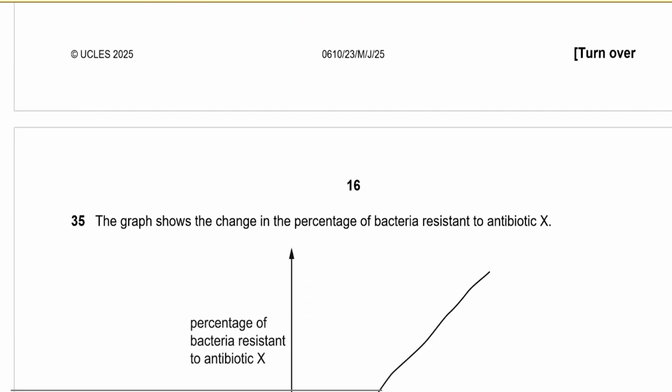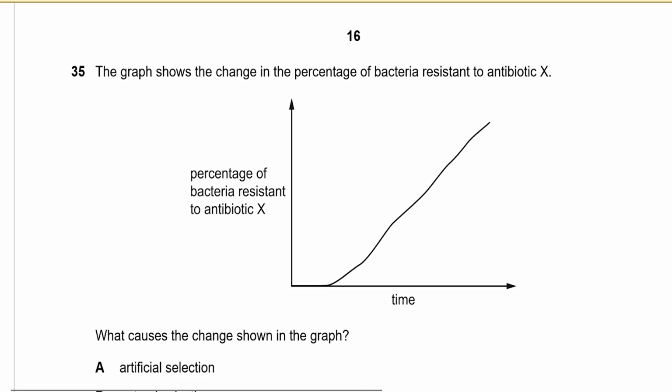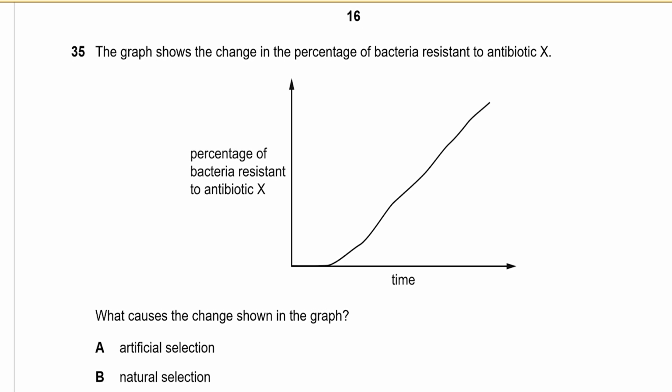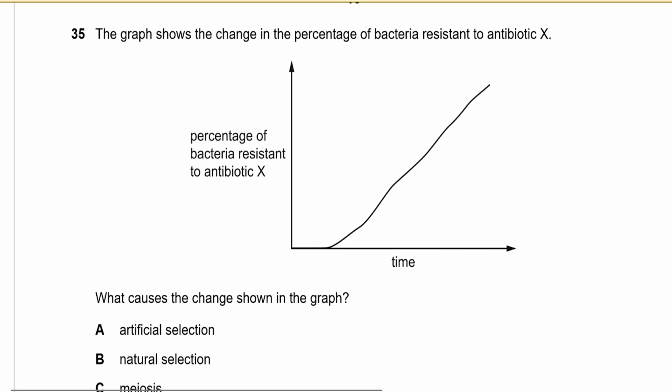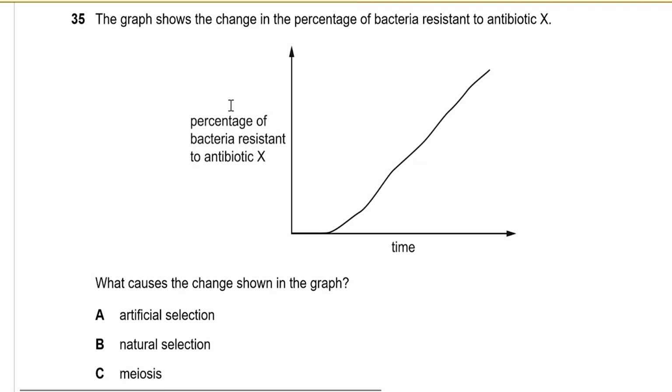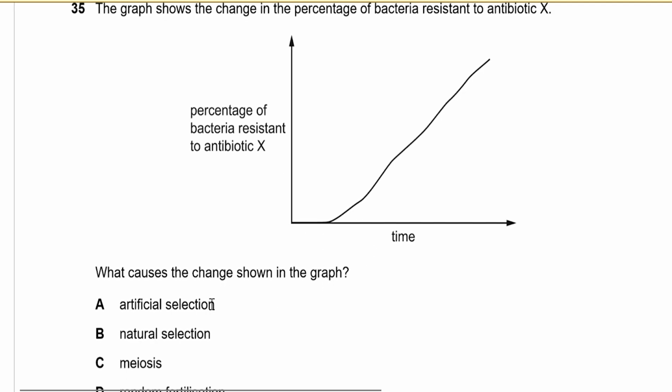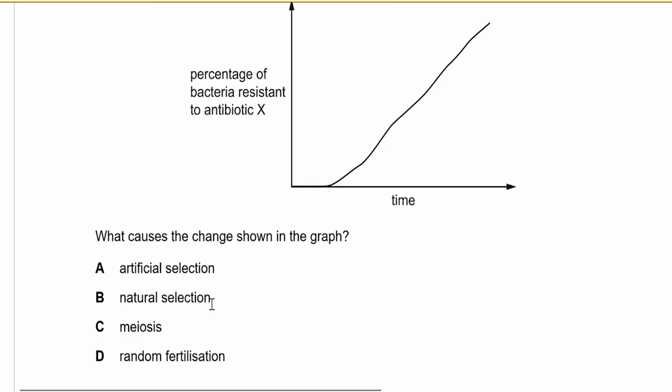Number 35 says, the graph shows the change in percent of bacteria resistant to antibiotic X. What causes the change shown in the graph? Is it artificial selection? Artificial selection is based on man's choice, and they cannot determine that for bacteria. Natural selection, yes, because mutations are occurring, so they are changing their genes, and with time they increase in number.